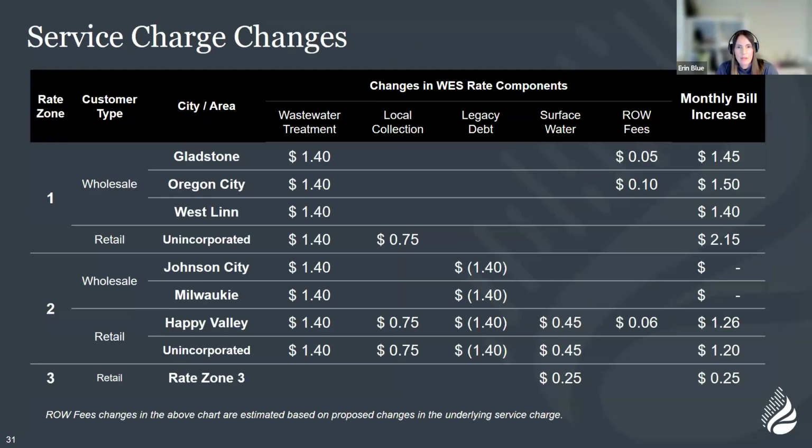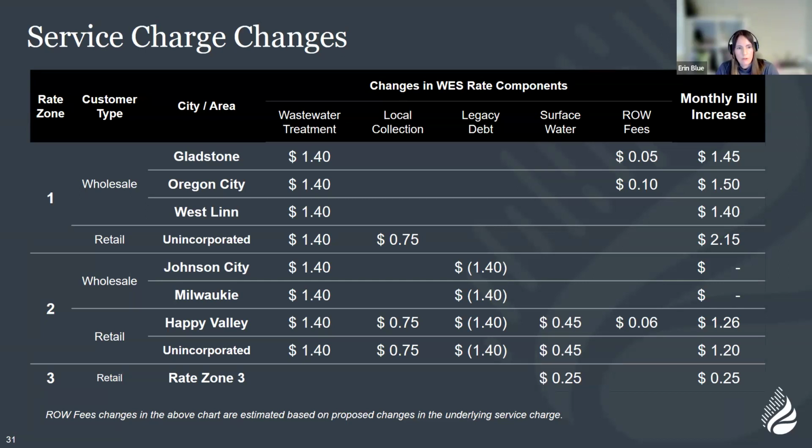Okay, so this shows the monthly bill changes for each of the cities and rate zones in Wes's service area. So you can see the components of the bills that are changing, and then the offsetting reduction in the legacy debt component. For Johnson City and Milwaukee, there will be no change in the monthly bill because the legacy debt reduction completely offsets the increase in the wastewater treatment rate. For customers in Happy Valley and unincorporated rate zone 2, the legacy debt reduction offsets a portion of the overall rate increases, so they see a relatively lower increase.